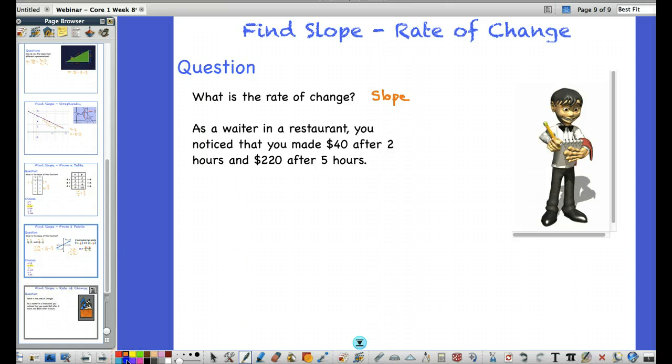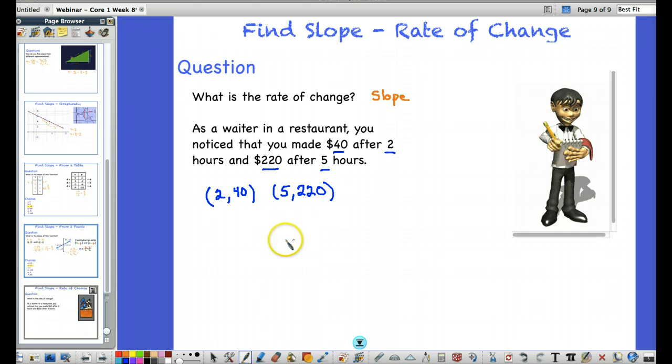So in this problem, it says that you're a waiter, and you notice that you made $40 after 2 hours, and you made $220 after 5 hours. So you guys, in order to find slope, you always need 2 sets of points. So I'm going to go ahead and put the 40 and the 2 as a coordinate point. So what would I put first, the 2 hours or the $40? 2. Good job, Fiona, good job. Because remember, hours is usually our x. So anything independent becomes our x. So we've got this point. Then we also have the 5, 220 as our second point.